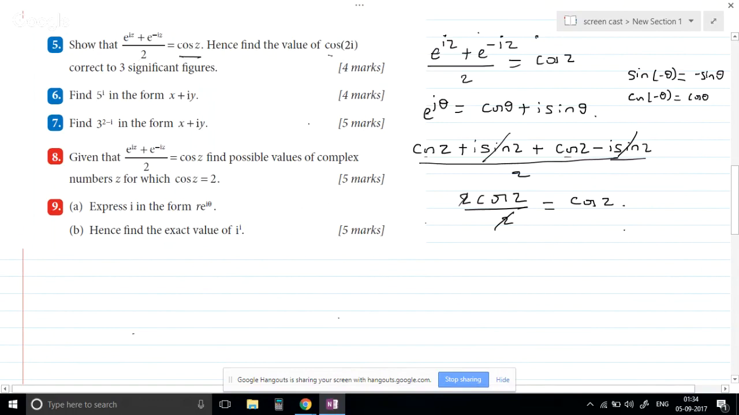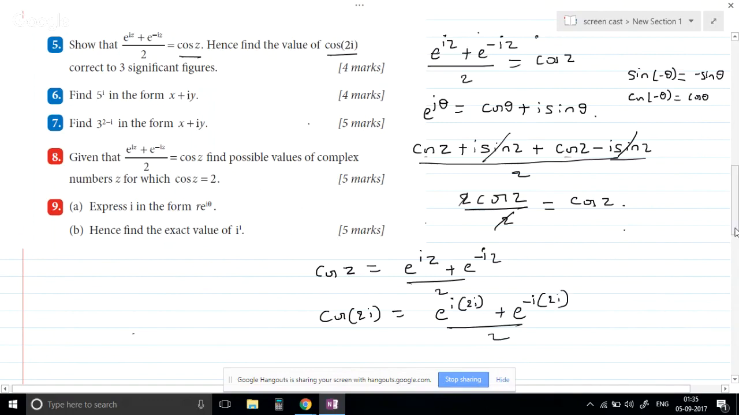Okay, so next they are asking us to find the value of cos of 2i. Now, cos of z we found out to be e to the power iz plus e to the power minus iz, the whole thing divided by 2. So what will be your value of cos of 2i? Wherever z is there, put 2i. So you end up getting e to the power i times 2i plus e to the power minus i times 2i, the whole thing divided by 2.